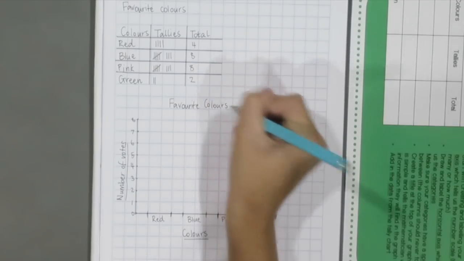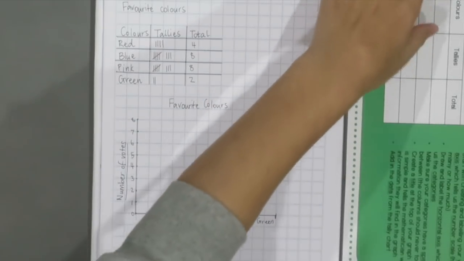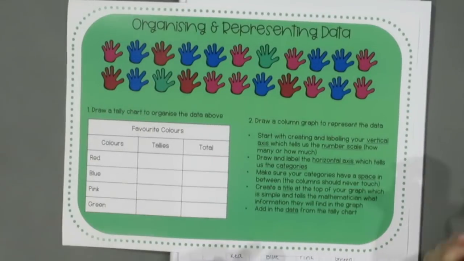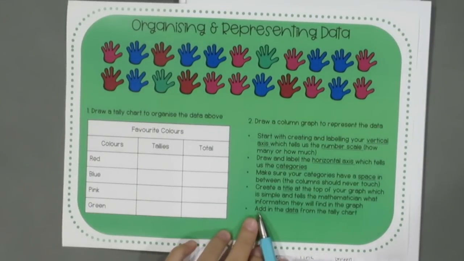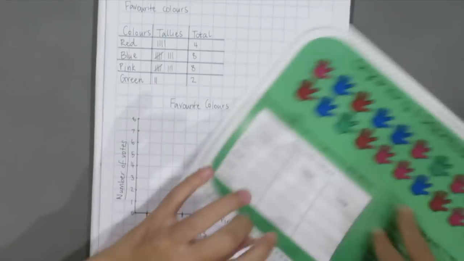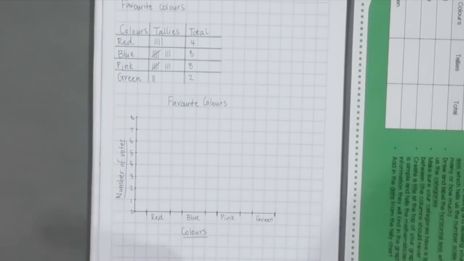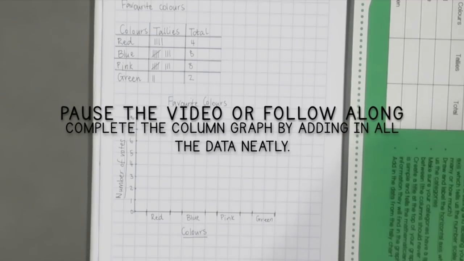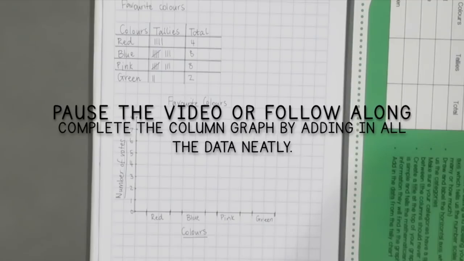Now that you've done that, we need to check our list, and we are now up to step 5. Add in the data from the tally chart. Well, we can do that easily. You can pause the video if you'd like to have a go on your own. However, if you're wanting to get a bit more practice with me, you're more than welcome to watch as I go.